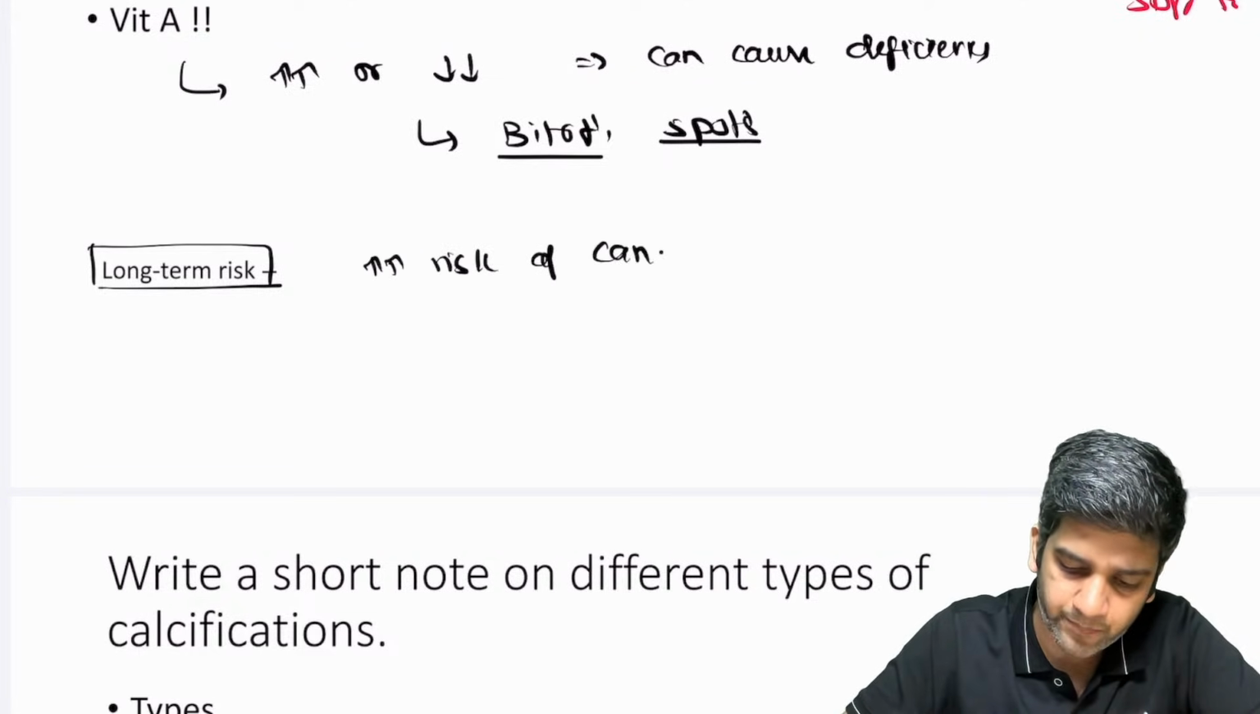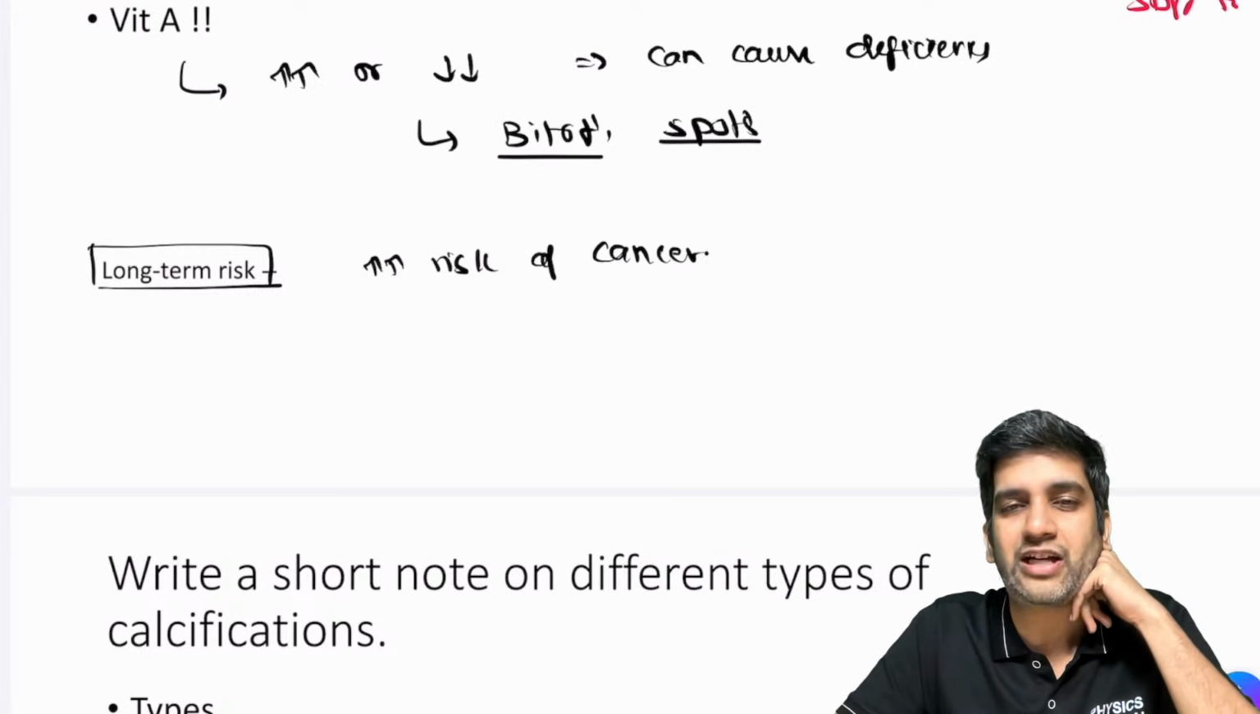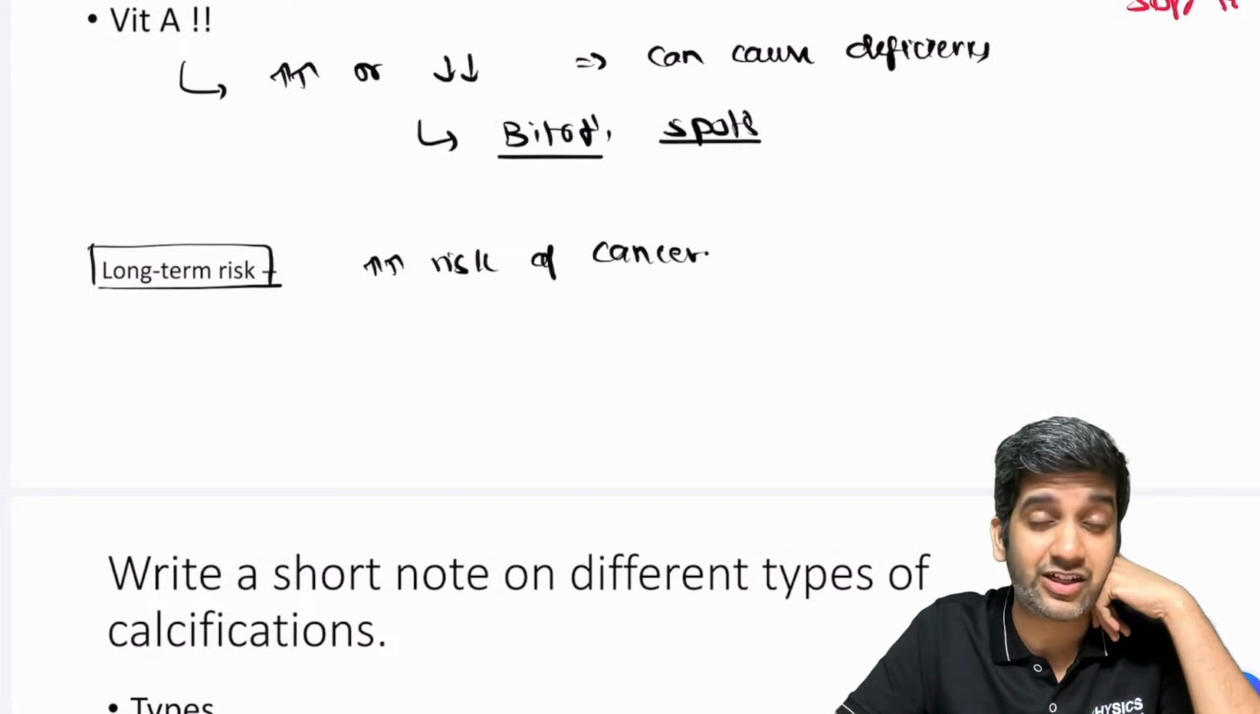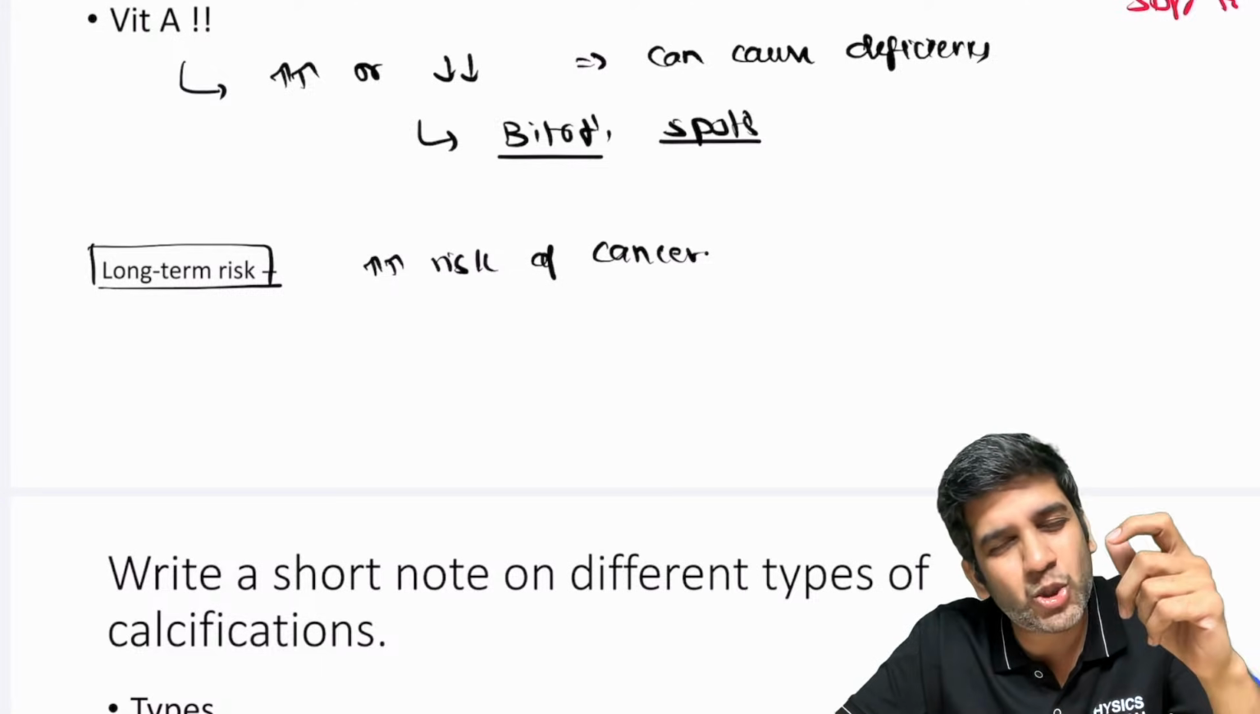Again, not in everything. Myositis ossificans might not have a carcinoma. Bite hot spots might not have a carcinoma. But GRD will definitely have a carcinoma. Smoking will definitely have a carcinoma. The reason is also simple.